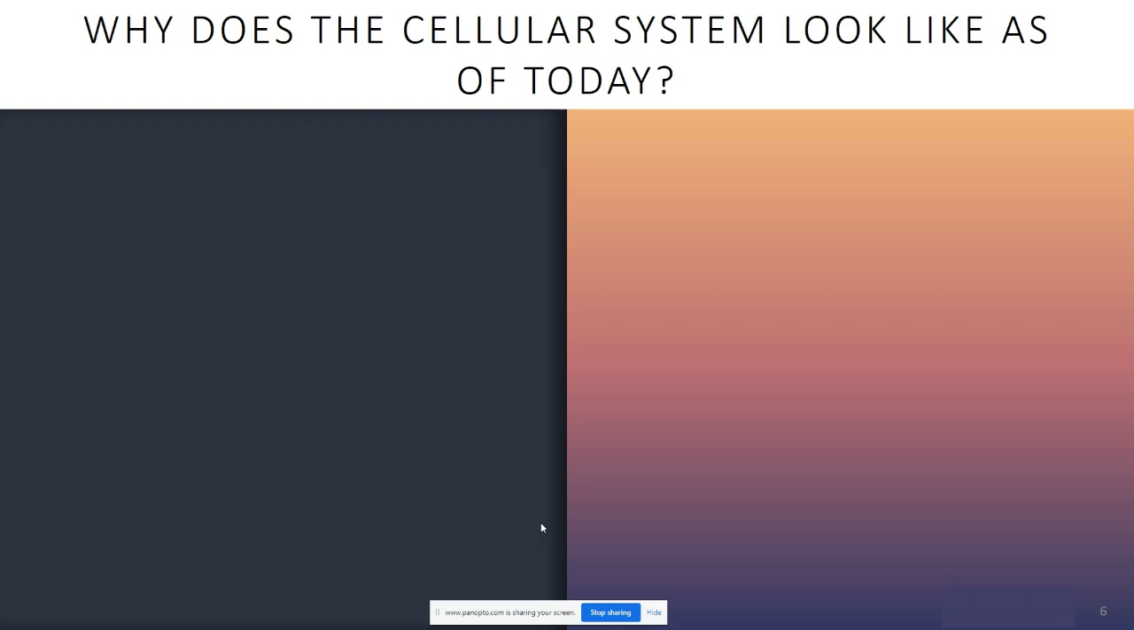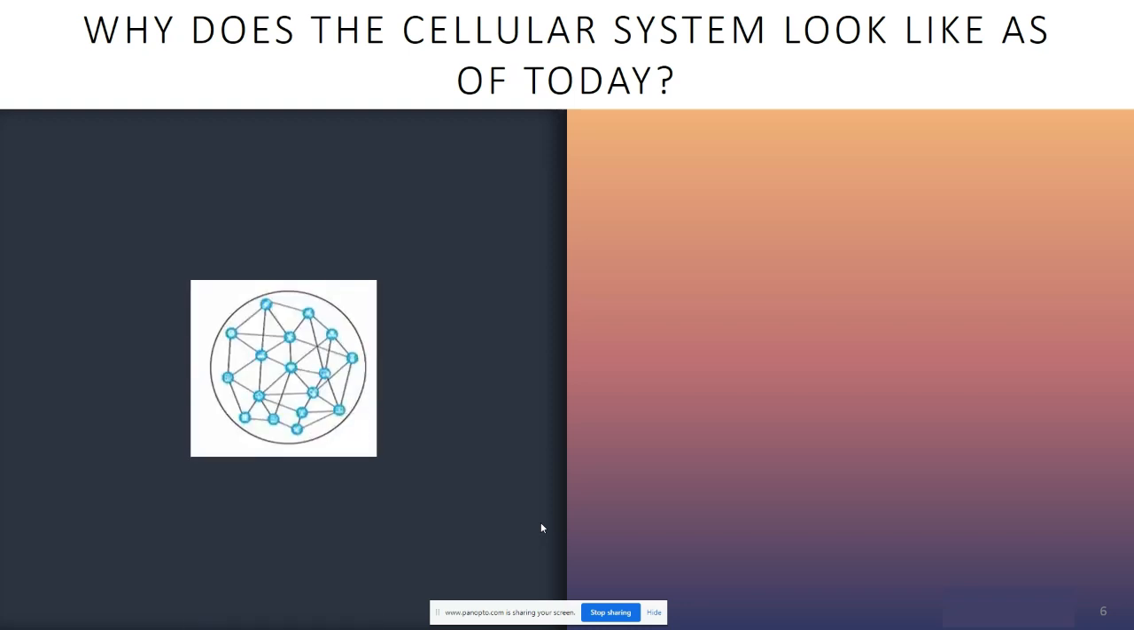How does the system look like today? That is actually the key of the question. In other words, there are two things that can be traded off against each other: one is connectivity and the other is interference. If you look at this first photo, there is a graph and the nodes are actually connected. We see that almost every node is connected.